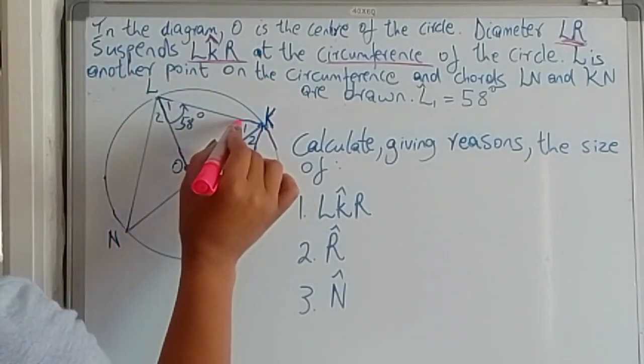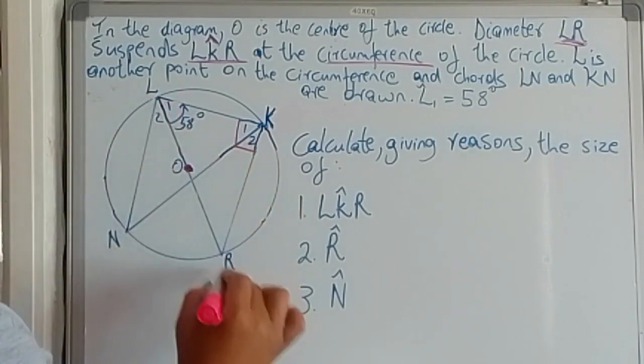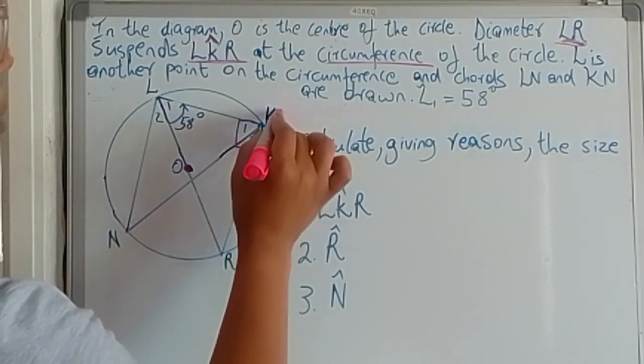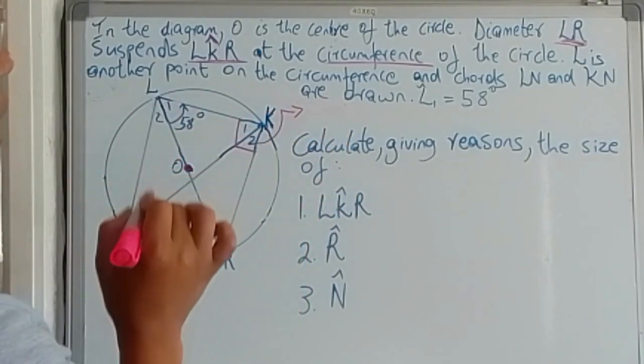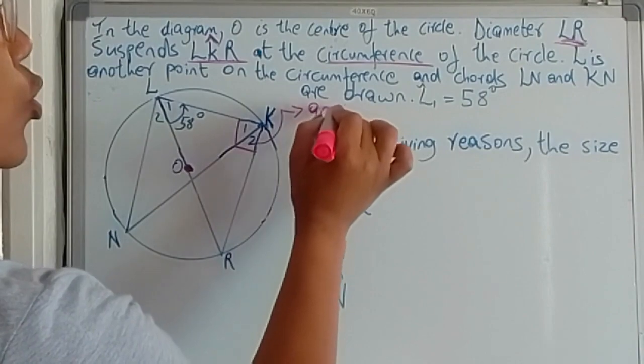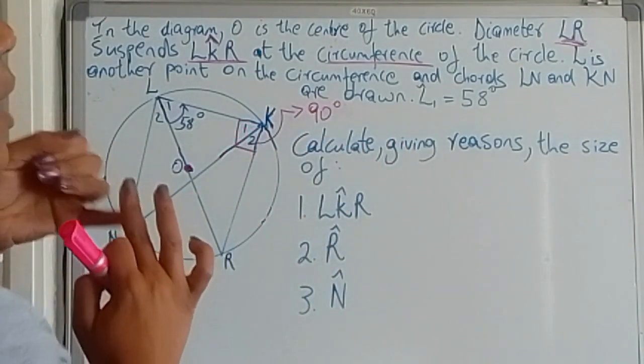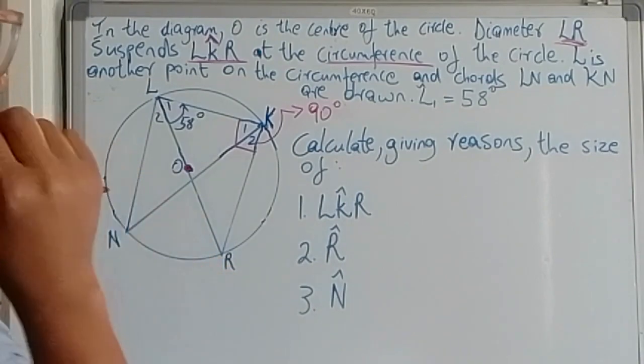So angle LKR here, because it's subtended by diameter LR, there's a theorem that tells us that an angle subtended by a diameter is equal to 90 degrees. Remember, the reason there is that it's subtended by a diameter. So that's a theorem on its own.